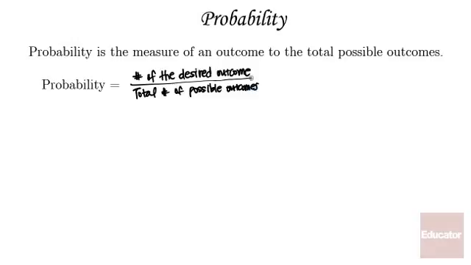So probability is the measure between the part that you want, or the part that it's asking for, over the whole thing or the total. Okay, and that's the ratio. The ratio is between the part to the whole.